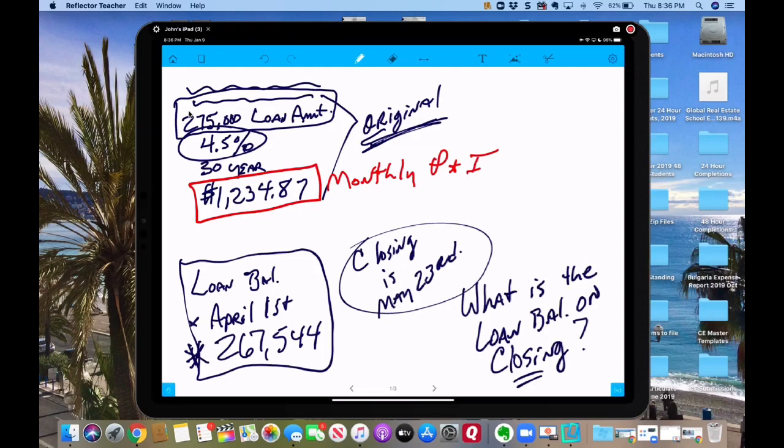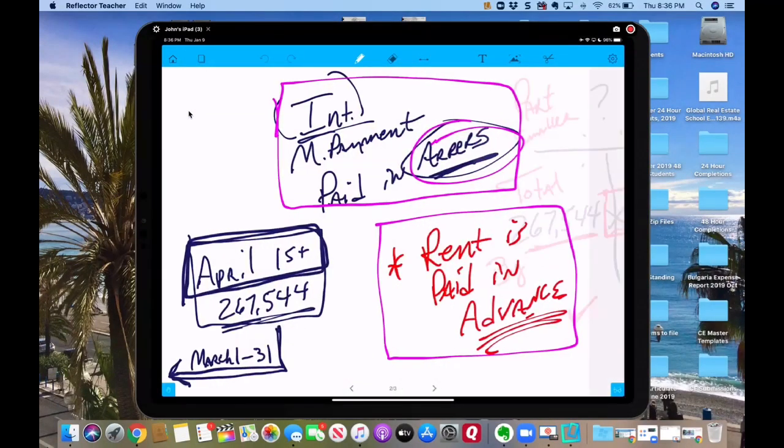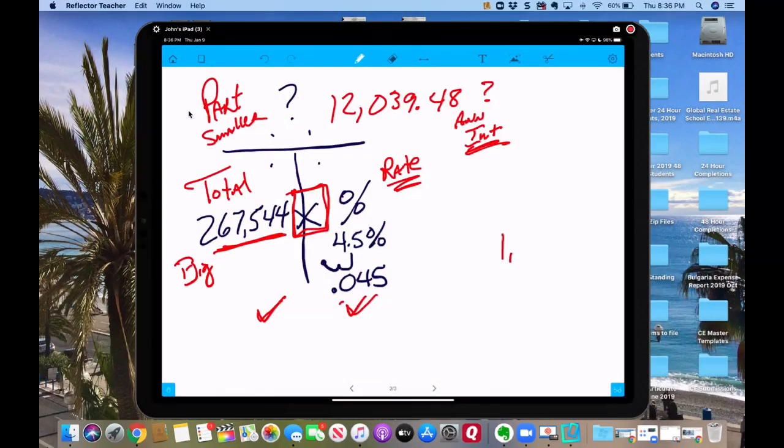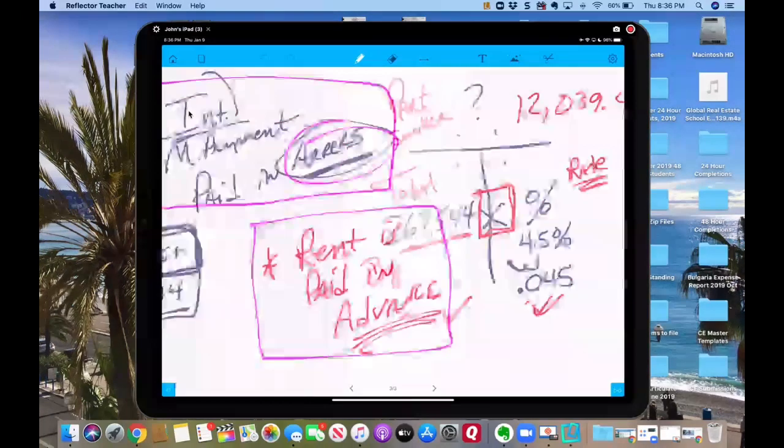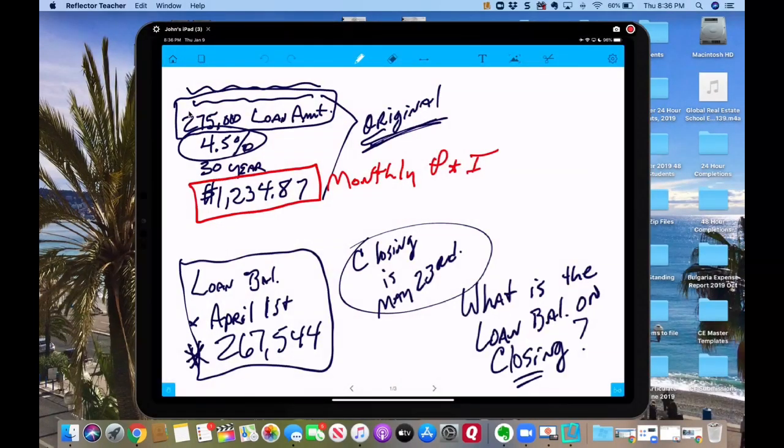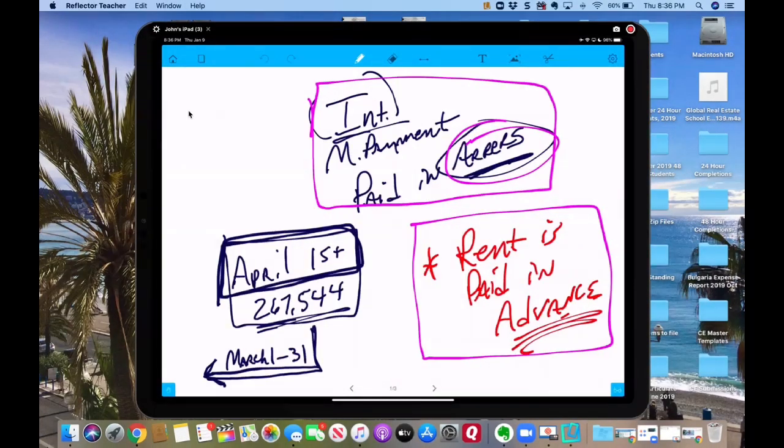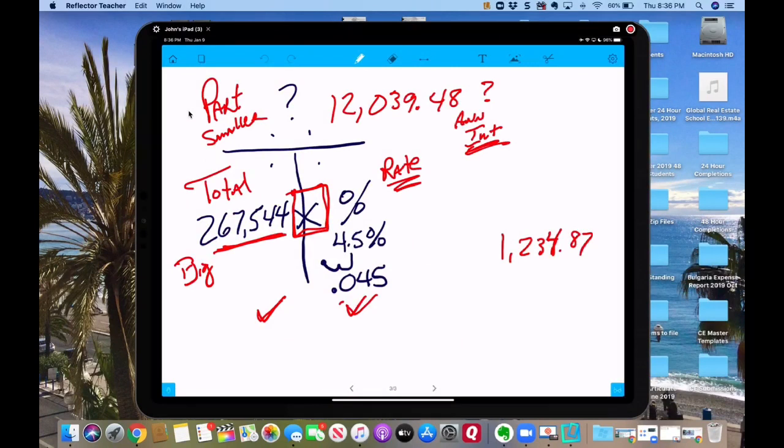So 1234.87. I'm going to bring this over here and just put this 1234.87. Is that right? 1234.87. This is why I was wanting to do this on the board tonight, and the lighting just wasn't very good. Now, we have to put P and I. That's principal and interest, okay?